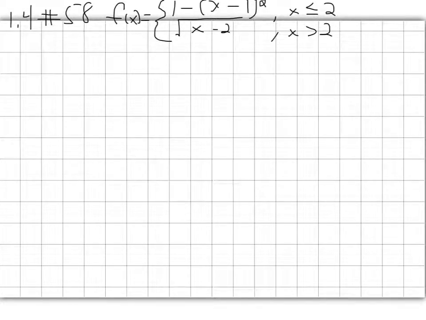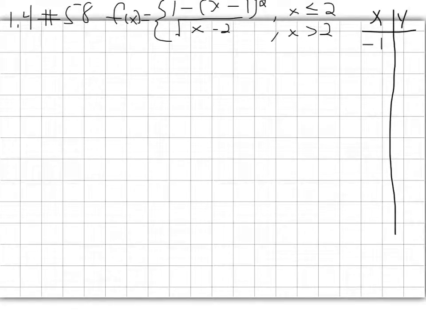Alright, so section 1.4, number 58, we're asked to find the function values and plot the function by hand. So what I want to do is create a little chart of function values, x's and y's. I am going to use my calculator for some of these, and basically I'm going to calculate some numbers like negative 1, 0, 1, 2, 3, 4, and so on, right? So negative 1.